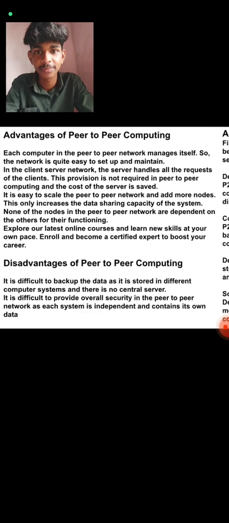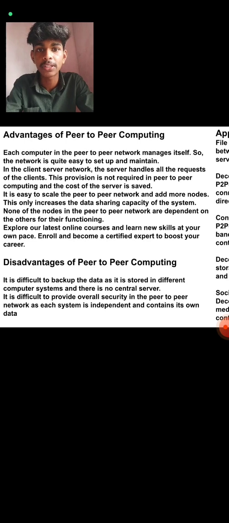Now, the advantages of peer-to-peer computing. Each computer in the peer-to-peer network manages itself, so the network is quite easy to set up and maintain. In the client-server network, the server handles all the requests of the clients. This provision is not required in peer-to-peer computing and the cost of the server is saved. It is easy to scale the peer-to-peer network and add more nodes. This only increases the data sharing capacity of the system. None of the nodes in the peer-to-peer network are dependent on the other for their functioning.